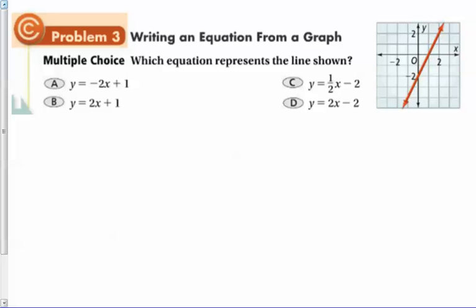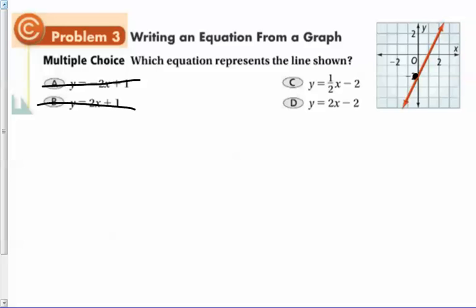Problem number 3 is a multiple choice problem. Which equation represents the line shown? So first off, look at this line. It's going up. So do any of them not go up? Well, it looks like A, so it's not going to be A. Now here, what I can do is first identify my y-intercept. If I go down here, I see the y-intercept is (0, negative 2). Which ones do not have a negative 2 for b? It's not that choice.